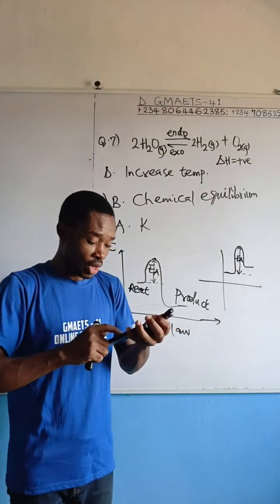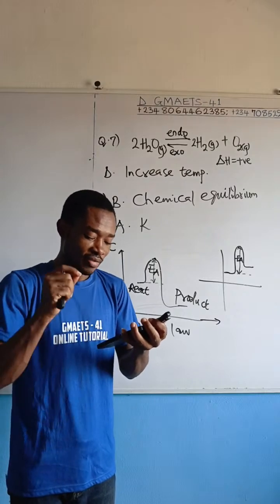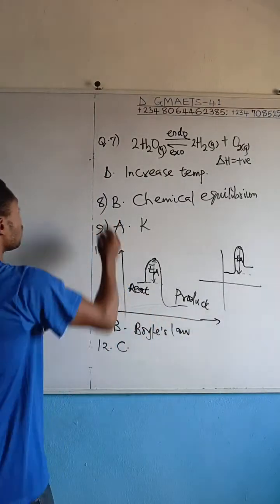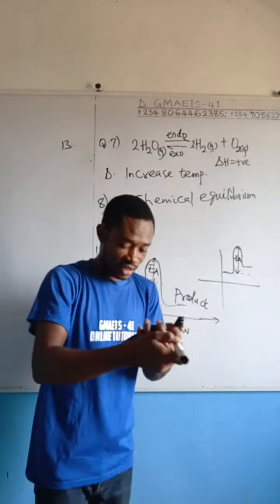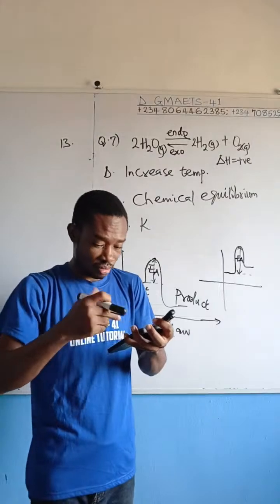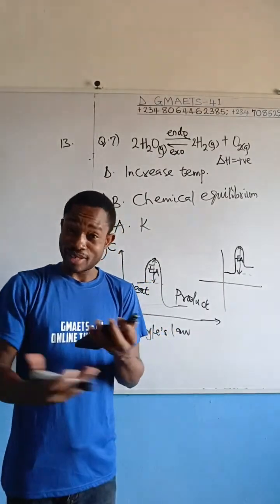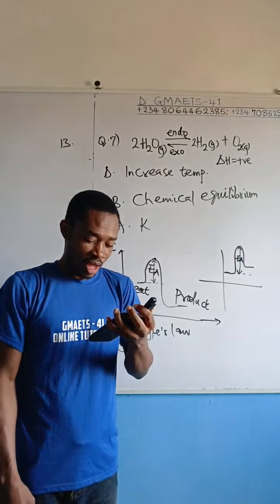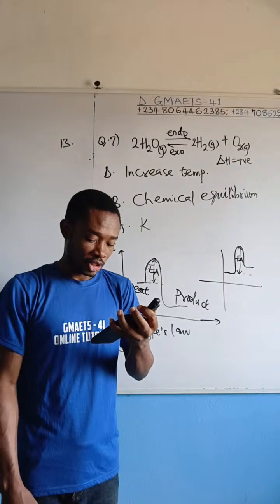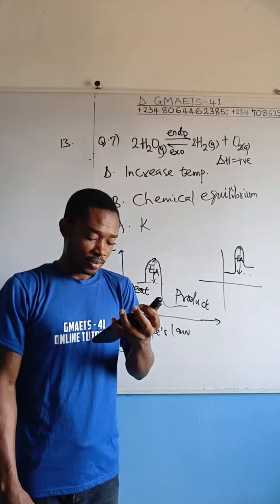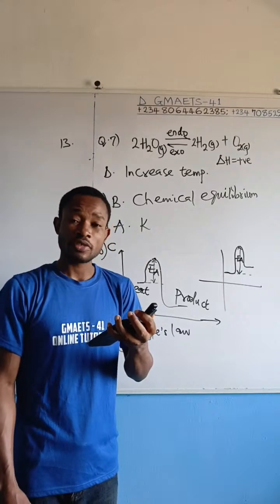Let's move on to our next question, number 13. What factors affect physical equilibrium? I don't know. Are you trying to write chemical equilibrium? Because you're dealing with chemistry here. I will go with the options we have here. A, temperature. B, pressure. C, concentration. D, all of the above.